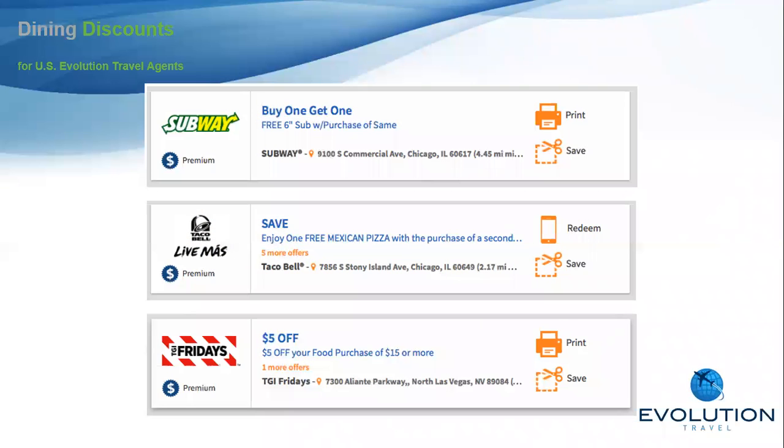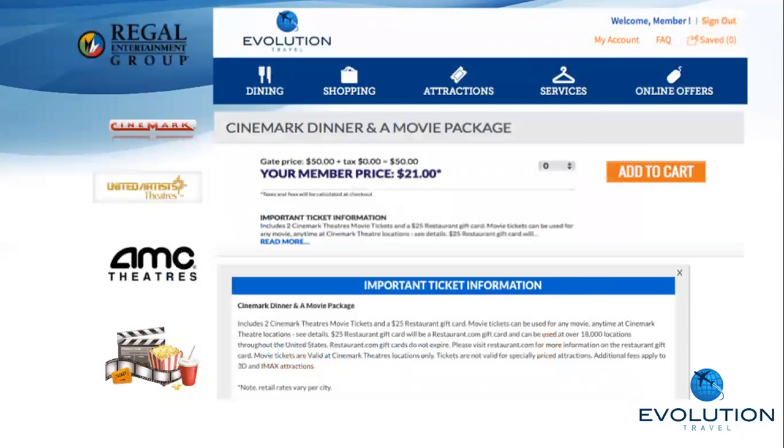Okay. Now, there's also various dining discounts. I'm not going to go through everything verbatim, but we can see that there's certain dining discounts that we can provide for Subway, Taco Bell, TGI Fridays, just to name a few. So it's not really much you can emphasize here. It's just dining discounts. And then here's some also other discounts on movie tickets, cinema. So you can emphasize the fact that there's the gate price and there's the membership price. So all part of Evolution Travel, of course, is getting all of these different discounts.